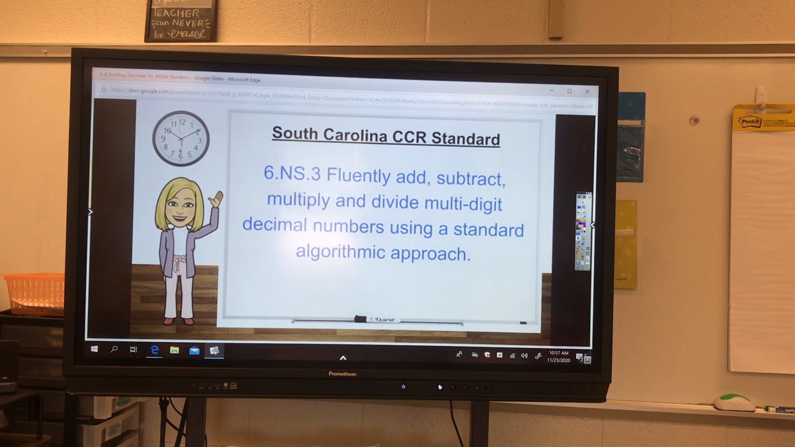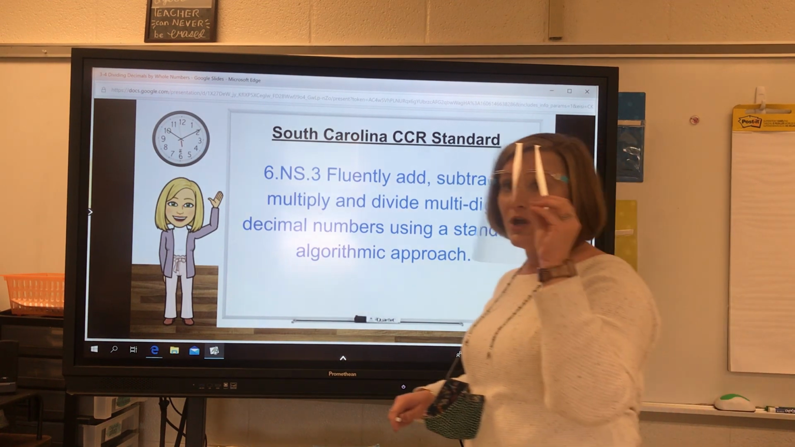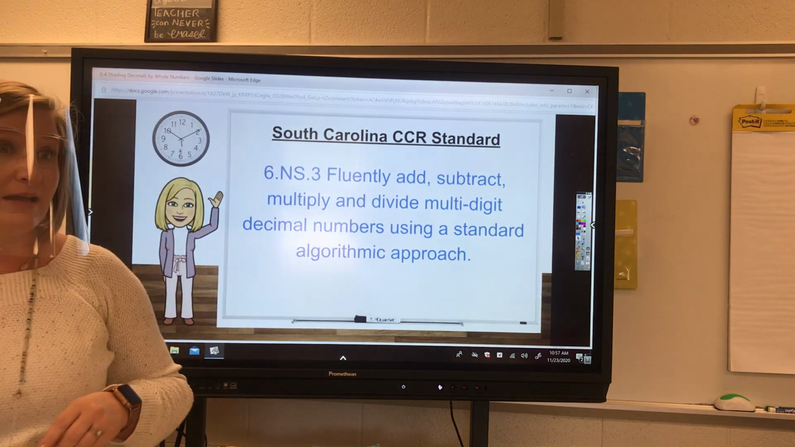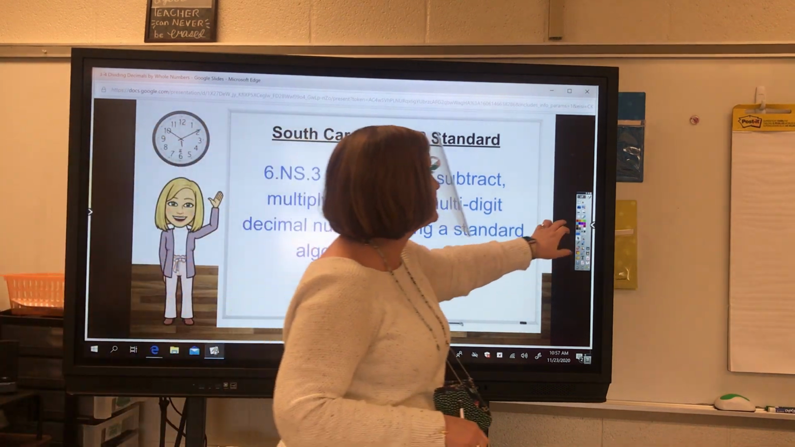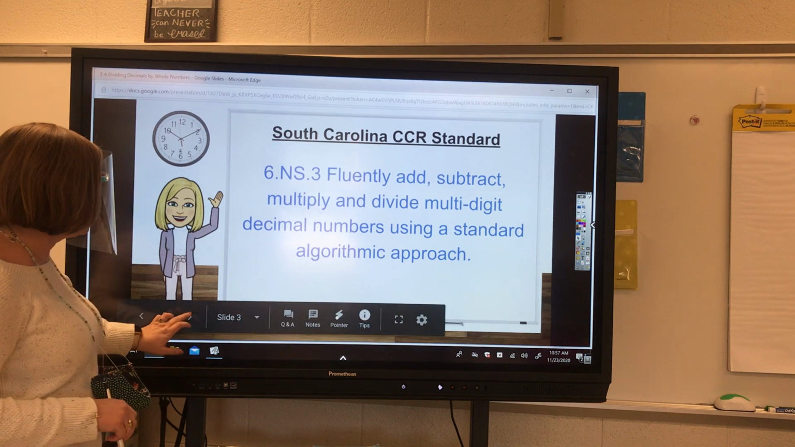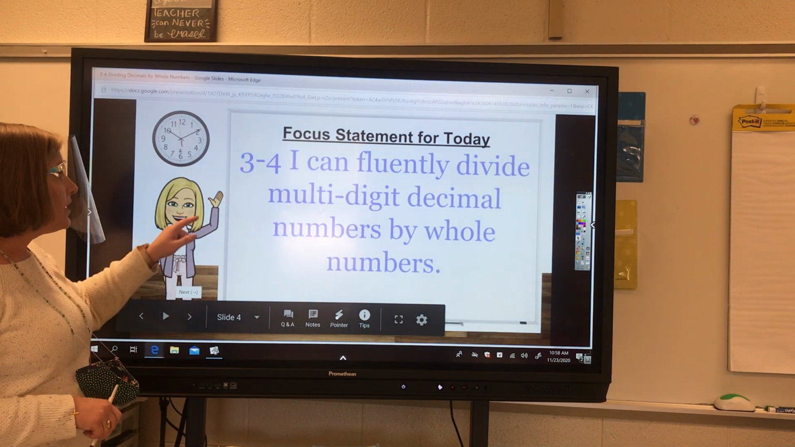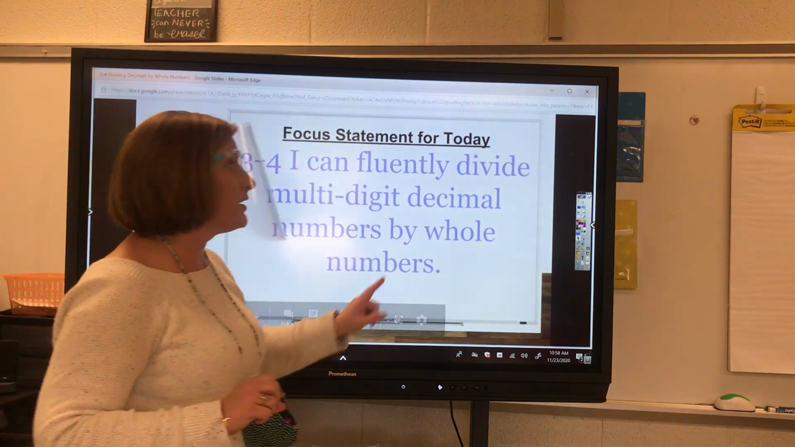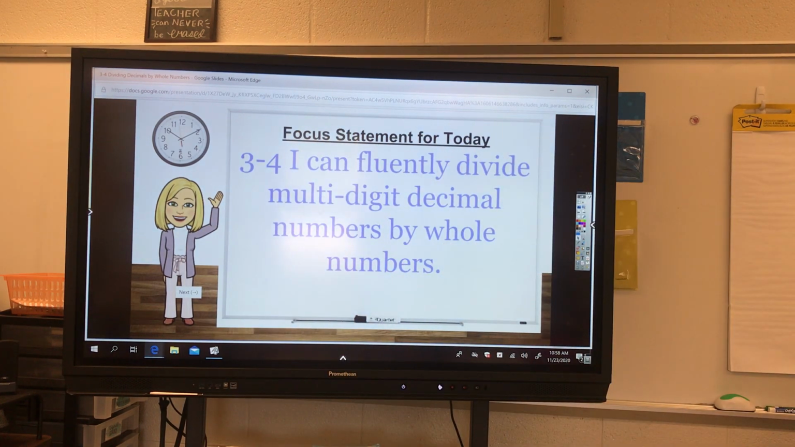All right. Now, we haven't done dividing decimals at all, and that's what we're going to start on today. We do have our anchor chart for dividing rules. Does McDonald's serve burgers raw? And you have got to remember that. Those are the steps that we're going to use for dividing, okay? Because when we divide decimals, we are going to be dividing just like we divide whole numbers. So, at the very top of your paper, I want you to write 3-4. I can fluently divide multi-digit decimal numbers by whole numbers.